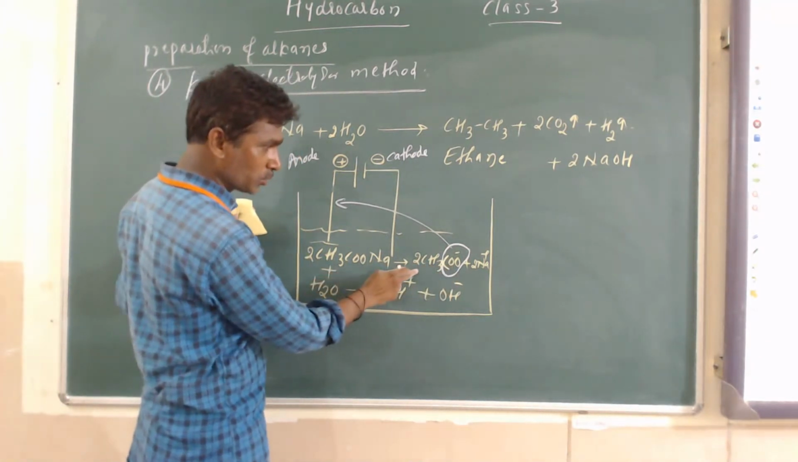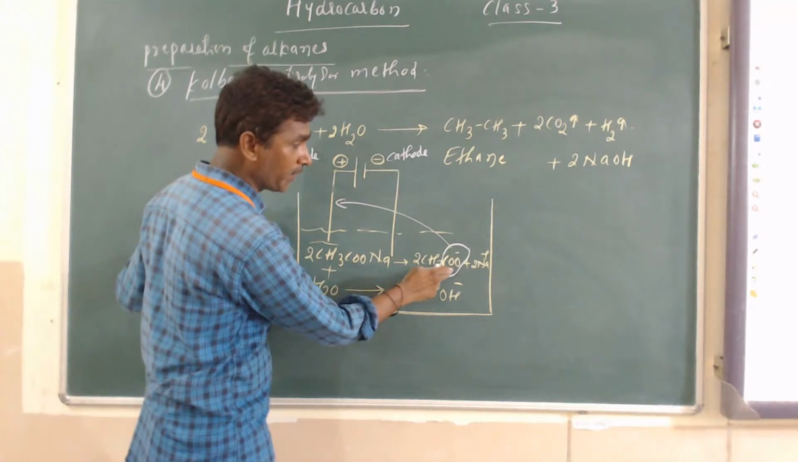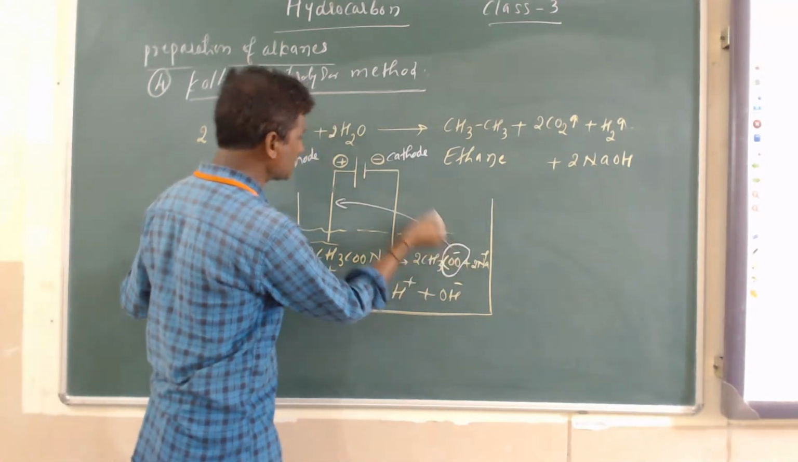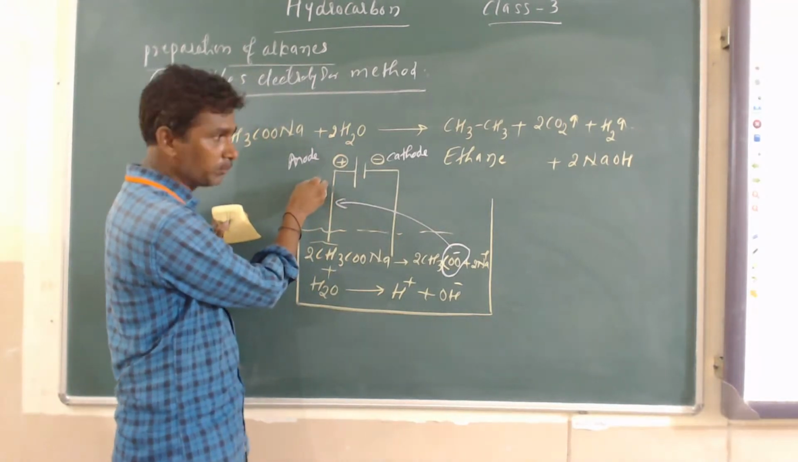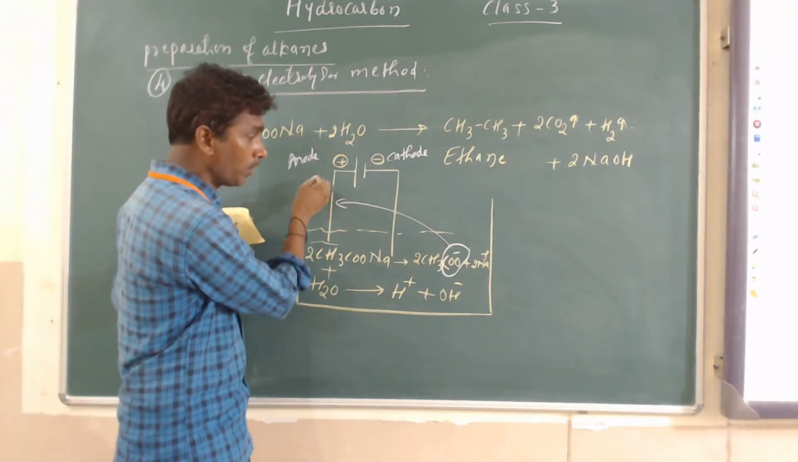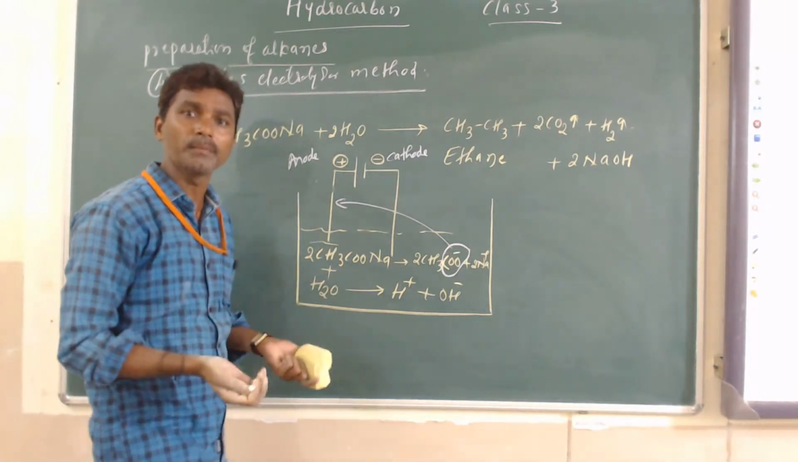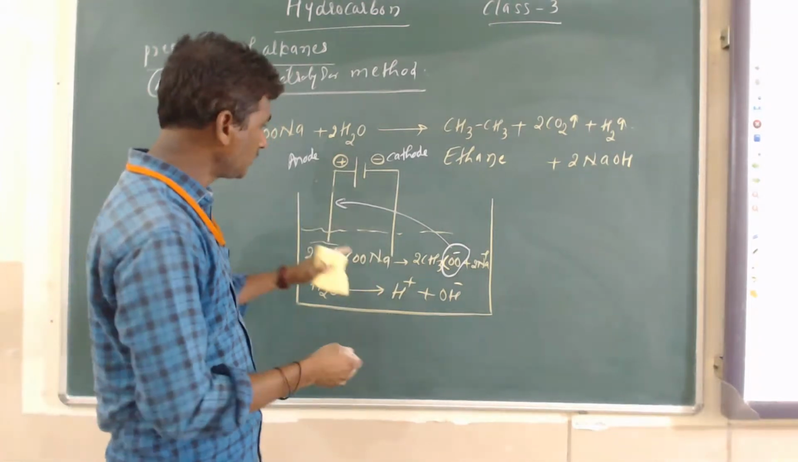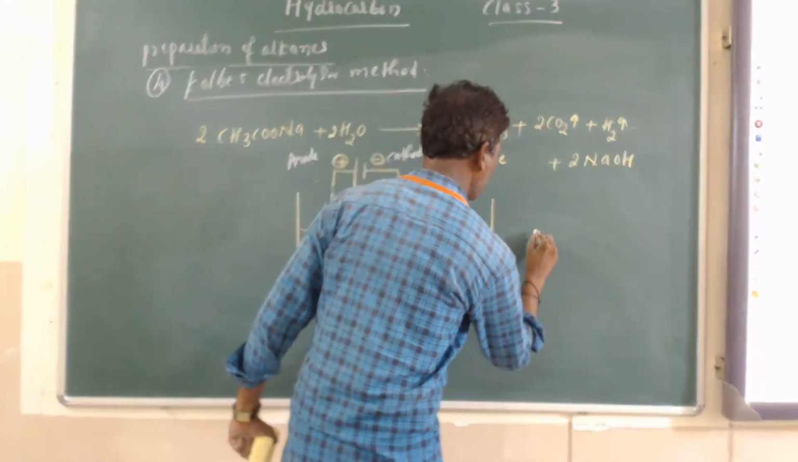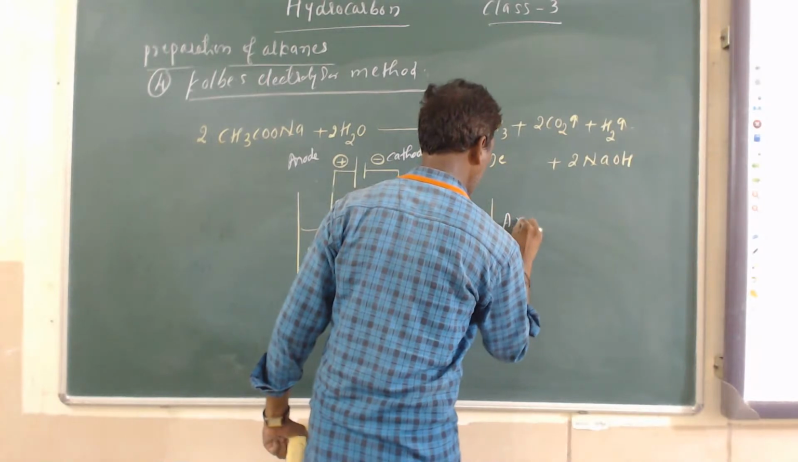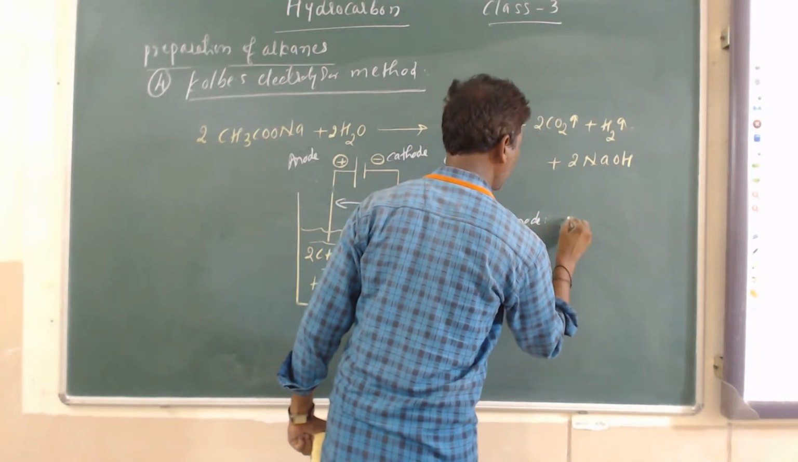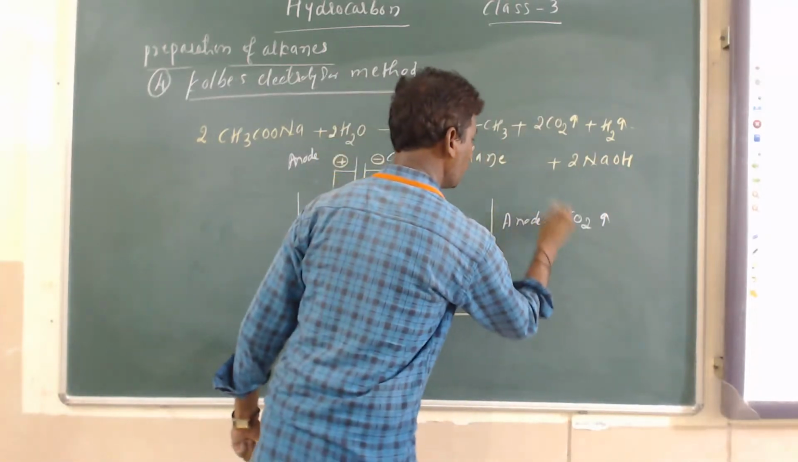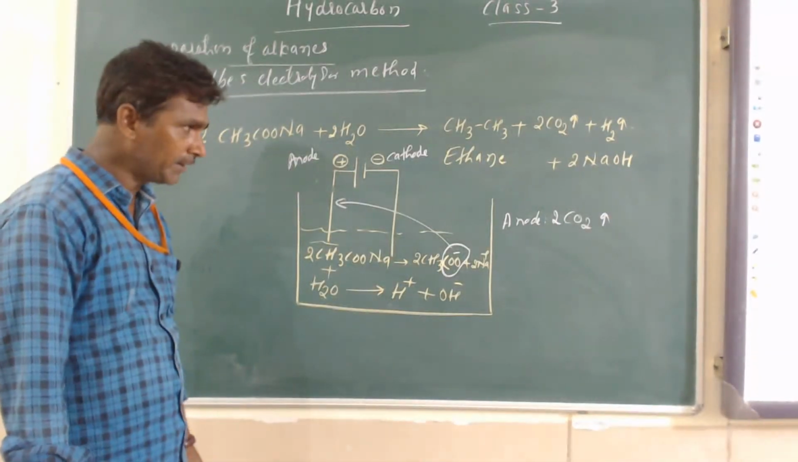Anode means loss of electron, cathode means gain of electron. So at the anode, this CH3COO minus becomes CH3 and CO2 gas, 2CO2 gas. Okay, my dear students.